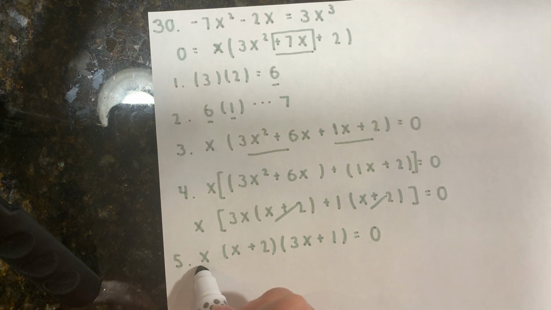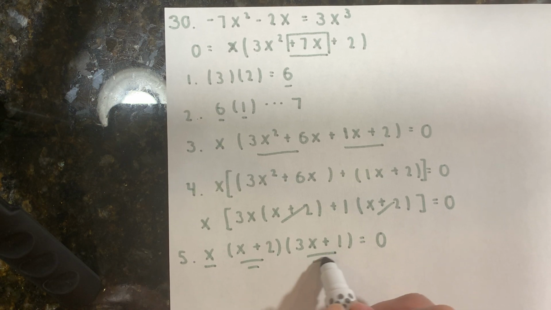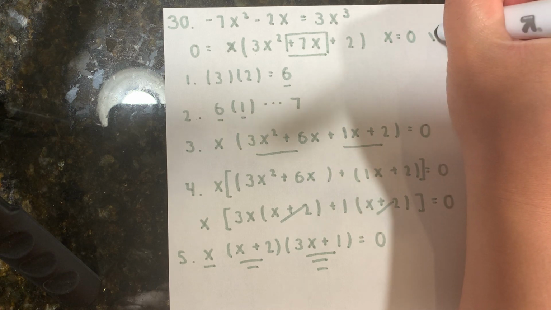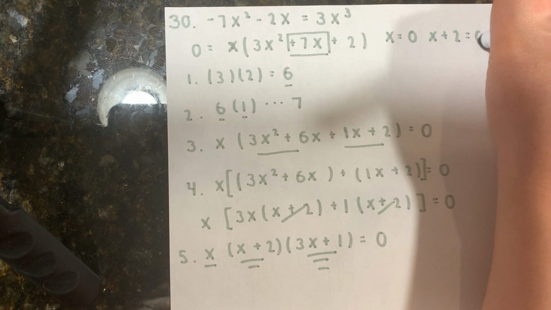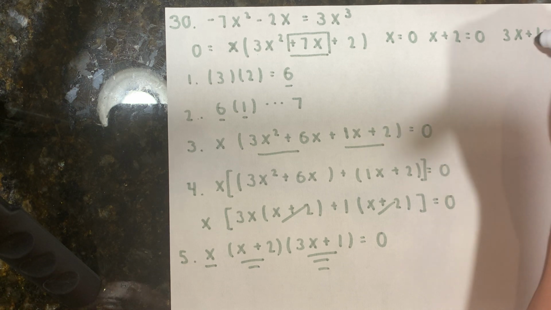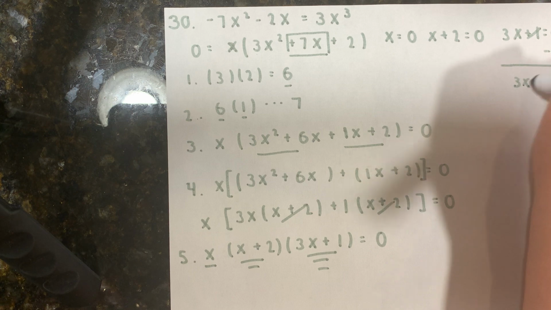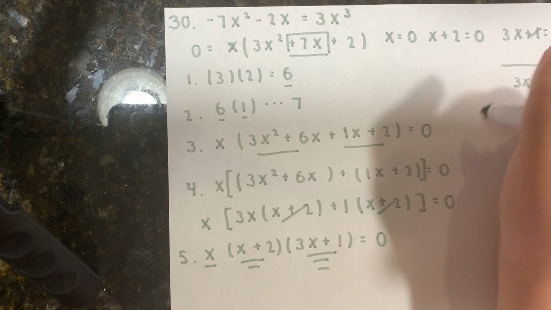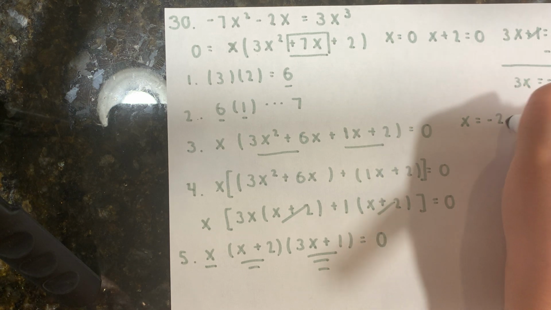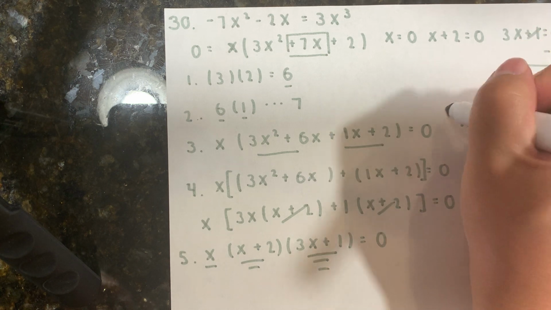So now, again, since I have an x on the outside, I have 3 equations to solve for. I'm going to set x equal to 0, x plus 2 equal to 0, and then 3x plus 1 equals 0. Move the 1. So now my answer would be x is equal to negative 2, negative 1/3, and 0.